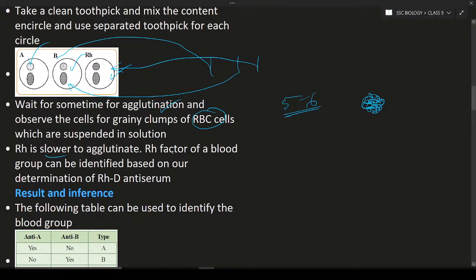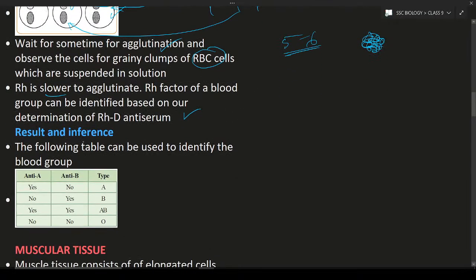Next, the Rh factor of the blood group can be identified based on the determination of RHD antiserum. Based upon the RHD only, you can identify the Rh factor. For example, this table is going to explain it better. Here the blood groups of 4 persons have been taken: first person, second, third, and fourth. So what happened in the first slide?